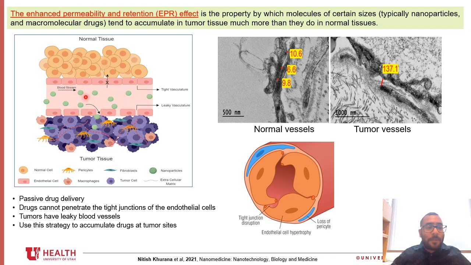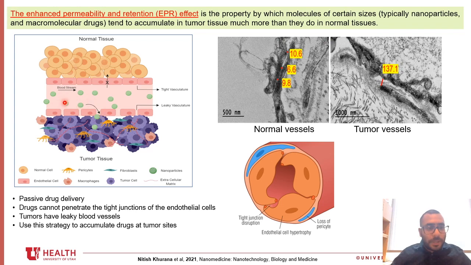Now, usually nanoparticles, we work in the range of 10 to 200 nanometers, sometimes 500 nanometers. But typically think about this. So these fenestrations, as you can see here, can go for a normal vessel up to 10 nanometers, but for tumor vessels, it can go up to 137 nanometers, and sometimes even 500 nanometers in some cases. You might be confused about how this morphology is working right now, but I will explain that to you in a while.